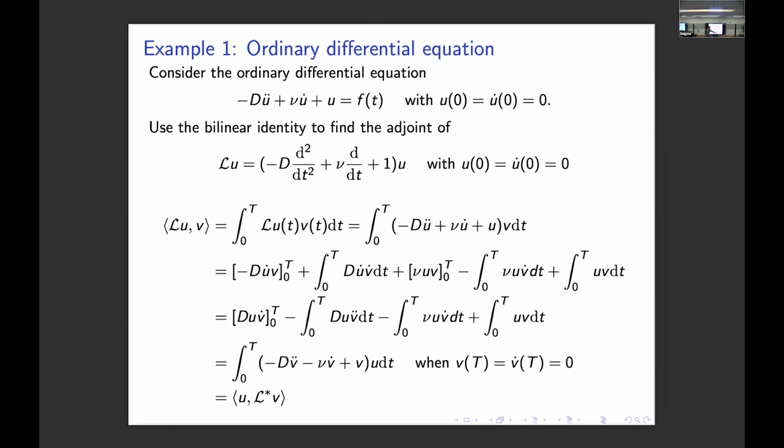And then if we choose the right conditions on V, all the bits we don't like disappear when combined with the initial conditions in U. And we can see down here, we've got something that looks like another inner product with U. So this is going to define for us what our adjoint operator is, by just calling this thing in here L star V.